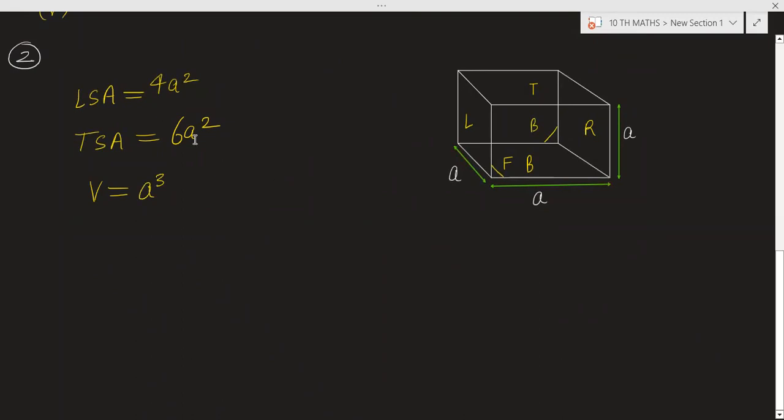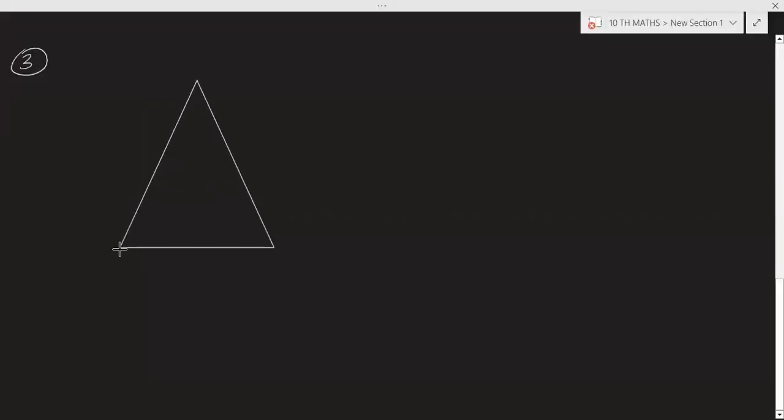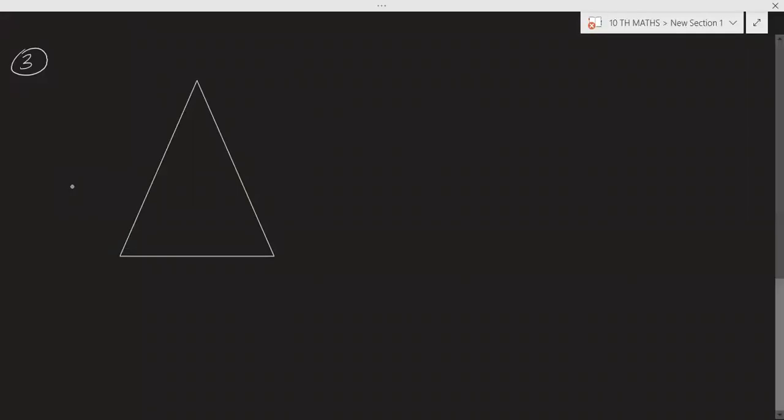Okay, after that, there is one more figure, that is cone. That is right circular cone. Which cone? Right circular cone. So right circular cone is like this. Something like this, okay? This is a right.